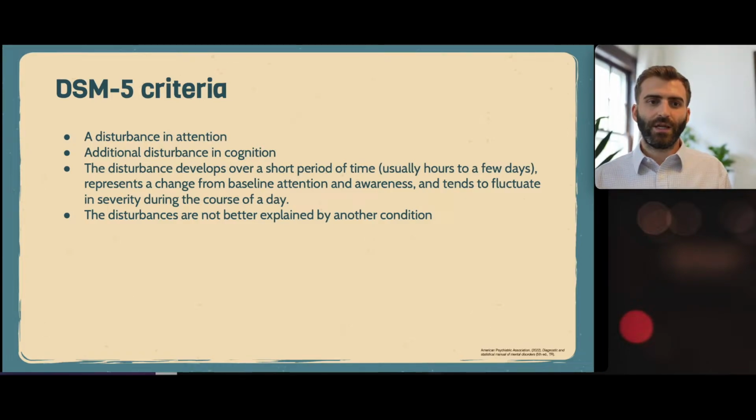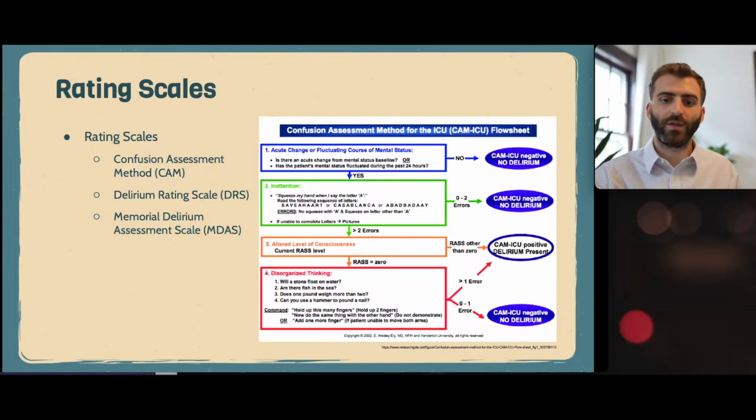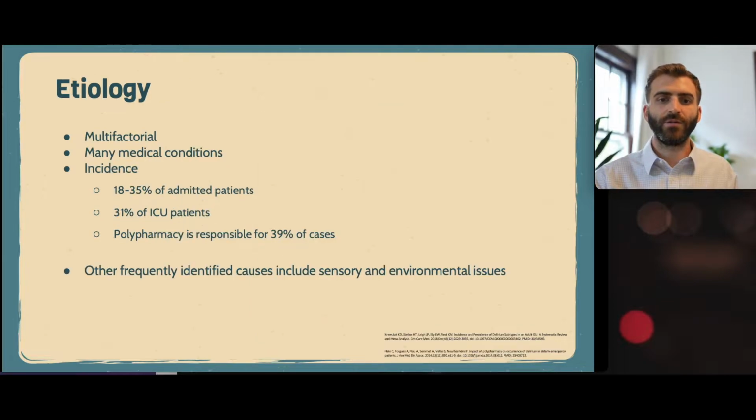Delirium is a disturbance in attention, and delirium happens over a short period of time, whereas dementias typically develop over a long period of time. That's one of the biggest differences between the two. Rating scales can be really helpful, and in delirium, the CAM-ICU, if the patient's in an intensive care unit, is a very popular scale. Etiology can be seen here. It's multifactorial, so delirium can be caused by electrolyte abnormalities and glucose abnormalities, but it happens very commonly in hospitalized patients and in ICU patients.